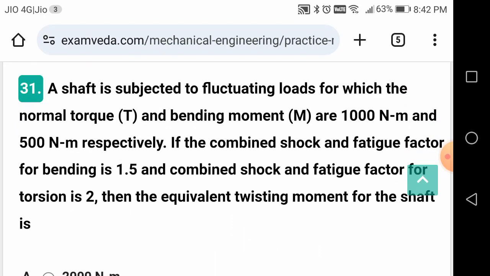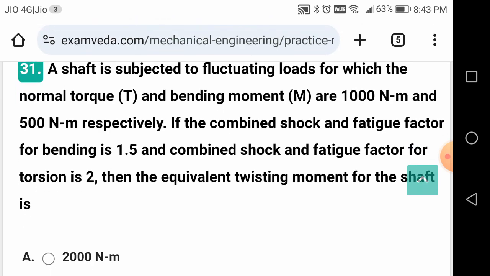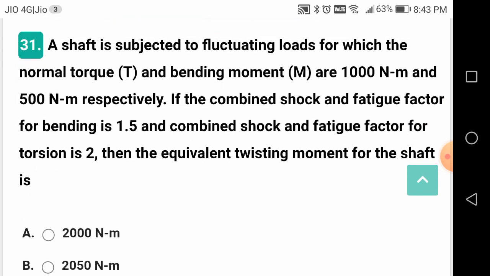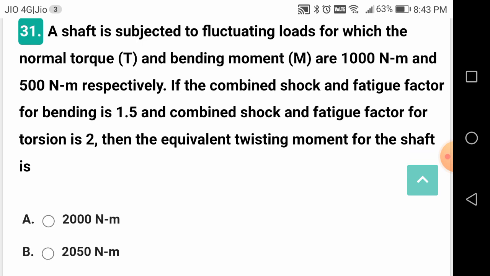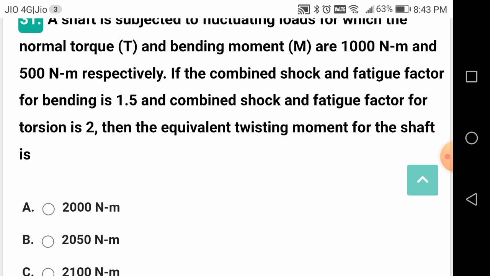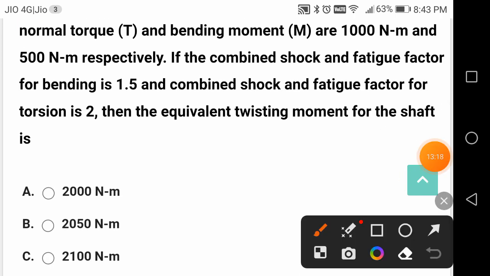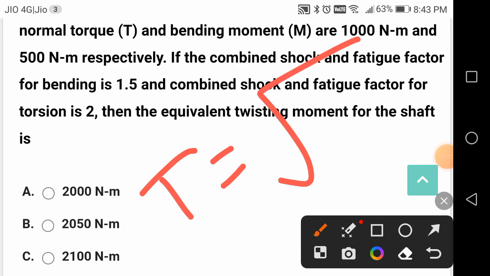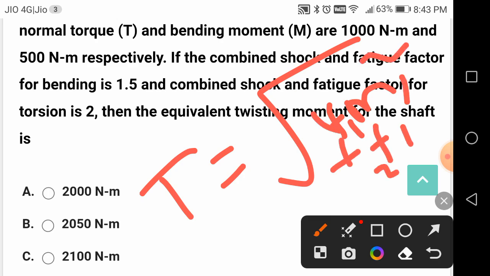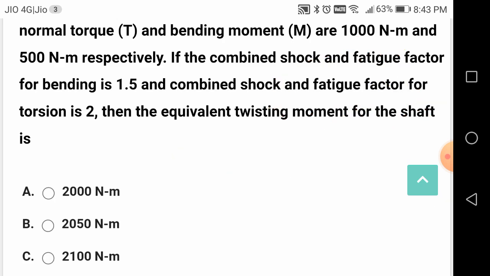A shaft is subjected to fluctuating loads for which the normal torque and bending moment are 1000 Newton meters and 5500 kilo Newton meters. If the combined shock and fatigue factor for bending is 1.5 and the combined shock and fatigue factor for torsion is 2, what is the equivalent twisting moment? It is the bending factor whole square plus the factor for torque whole square. This is the equivalent torque.